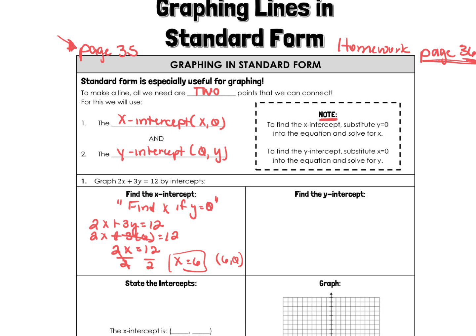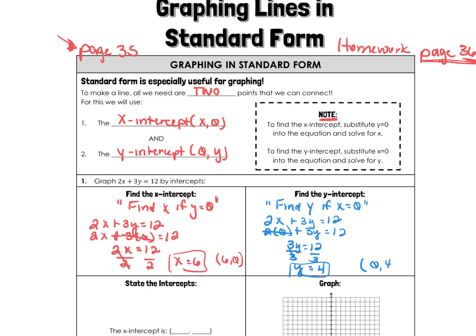Then you're going to find the y-intercept, which means find y if x equals 0. So you're going to do the same process. 2x plus 3y equals 12. We're going to substitute 0 for x. That cancels. 3y equals 12. Divide both sides by 3, and y equals 4. So our y-intercept is 0, 4.